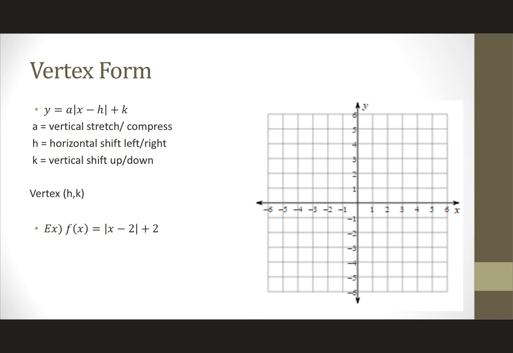Now, in order to graph absolute value, we need to talk about something called vertex form. Vertex form is a form of the line, just like standard or slope-intercept or point-slope. But vertex form is unique because it is specifically for graphing. Specifically, vertex form tells us the transformations.